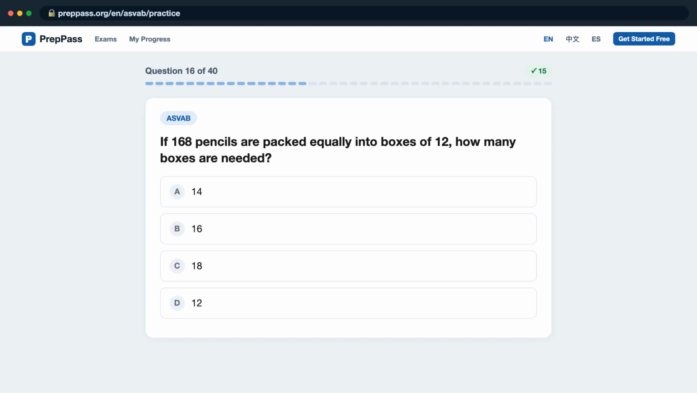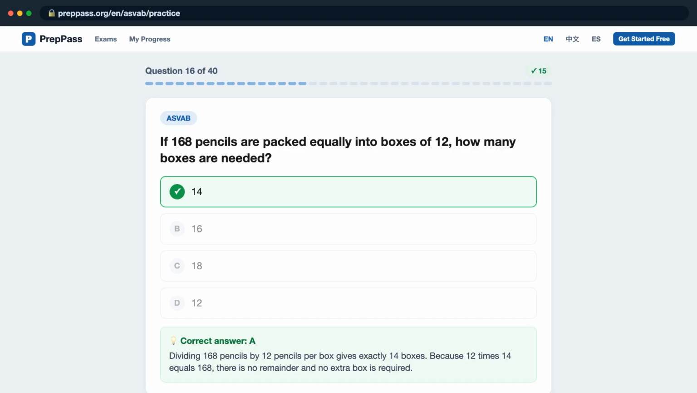Question 16. If 168 pencils are packed equally into boxes of 12, how many boxes are needed? Is it A, 14? B, 16? C, 18? D, 12? The correct answer is A. Dividing 168 pencils by 12 pencils per box gives exactly 14 boxes. Because 12 times 14 equals 168, there is no remainder and no extra box is required.